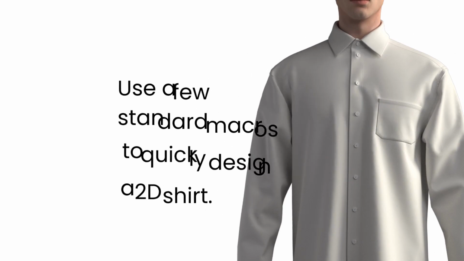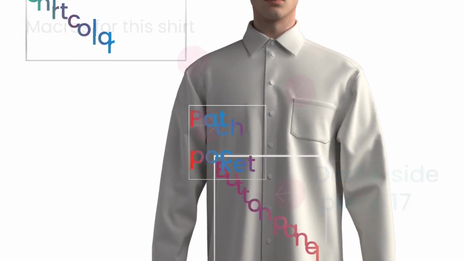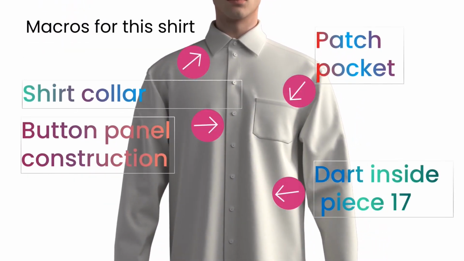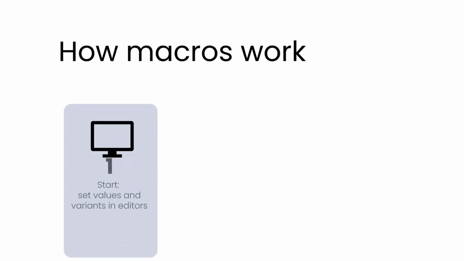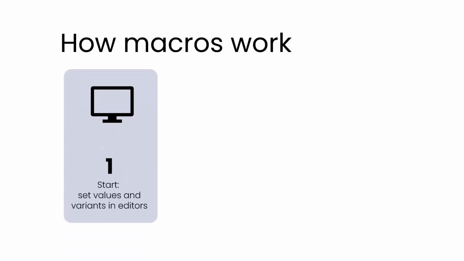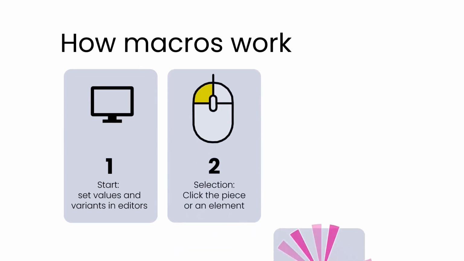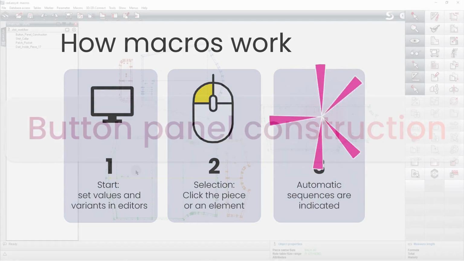Let's design a 2D shirt pattern with a few standard macros. Macros help you automate tasks, speed up construction, make your process consistent, simplify complicated constructions or grading tasks, and reduce errors. Start the macro, customize, select the elements or pieces, and wait for the result. Okay, let's put that into practice.